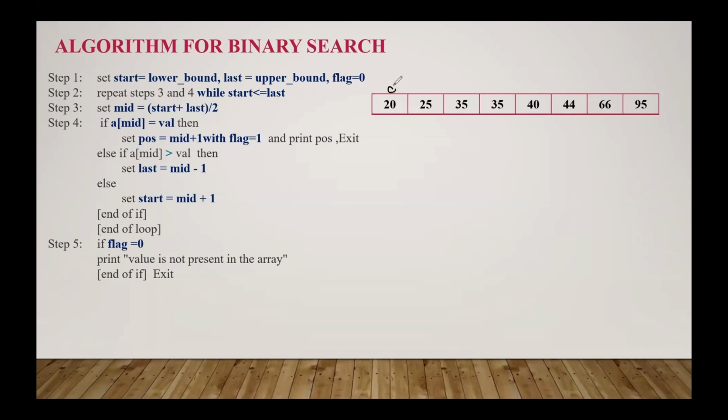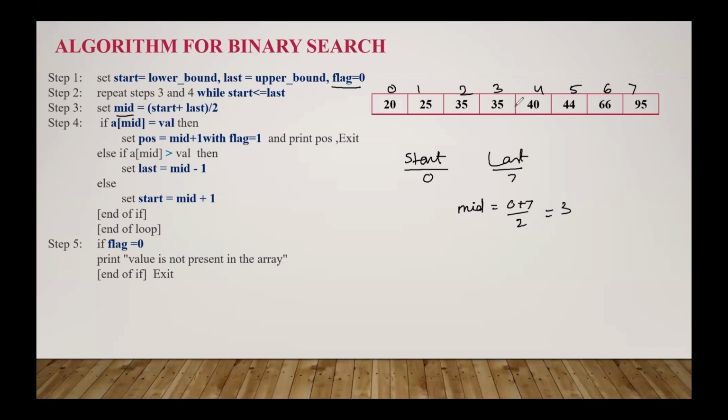For example, this is the indexing: 0, 1, 2, 3, 4, 5, 6, 7. So the lower bound is the start, initialized to 0, then the last value equal to 7. And we set the flag equal to 0, because we assume that the element is not present. Then we have to repeat these two steps continuously. First we have to find the mid. What is the mid? Mid equals 0 plus 7 divided by 2. What is the value? That value is 3.